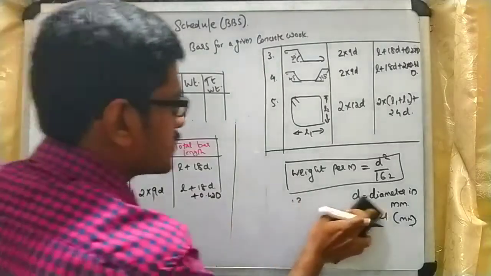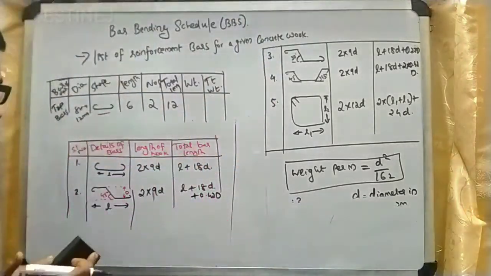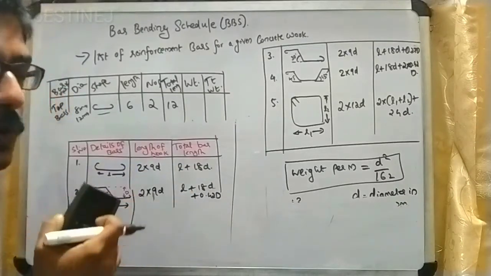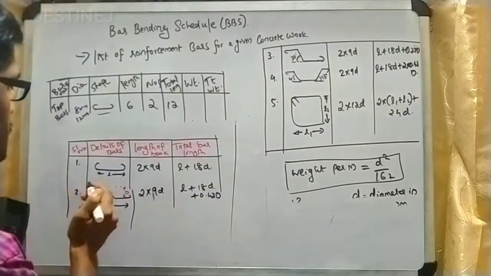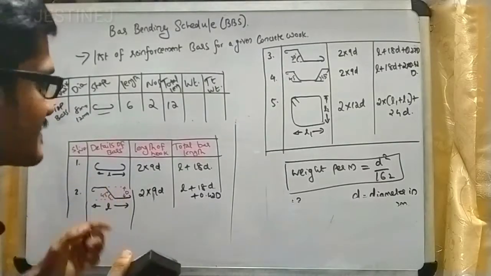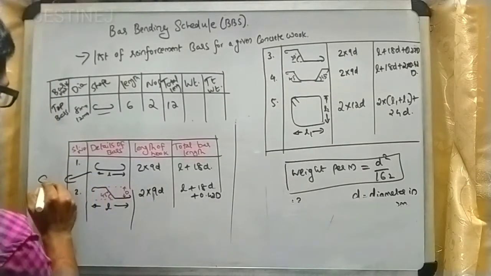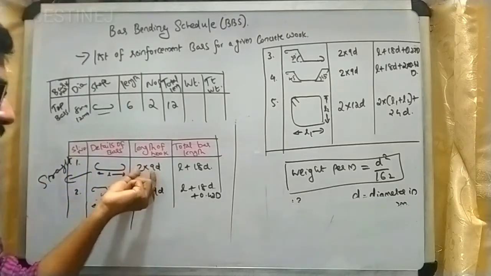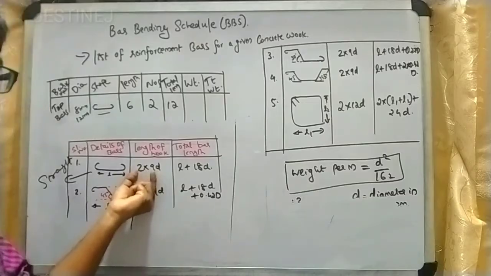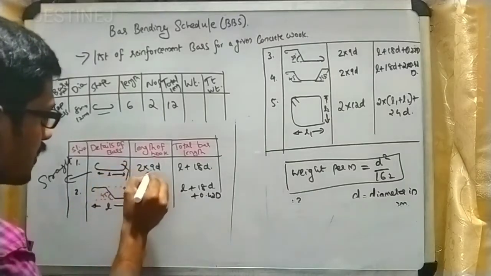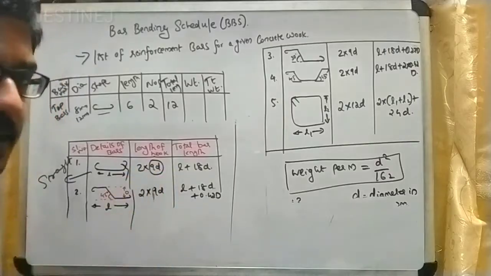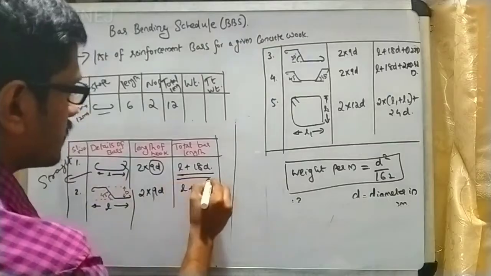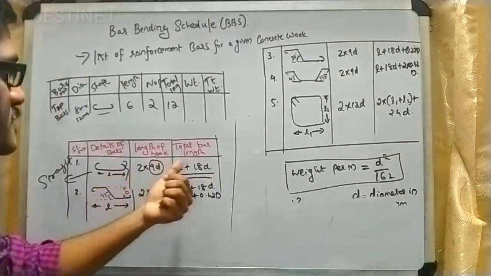Now we will discuss some other terms, like different bars and how to calculate the hook length and the total bar length. This is the first case, where a straight bar is given. This is a straight bar and both sides are hooked in this format. One hook length is going to be 9d, where d represents the diameter, so the total hook length will be 18d. So the total length is going to be L plus 18d.